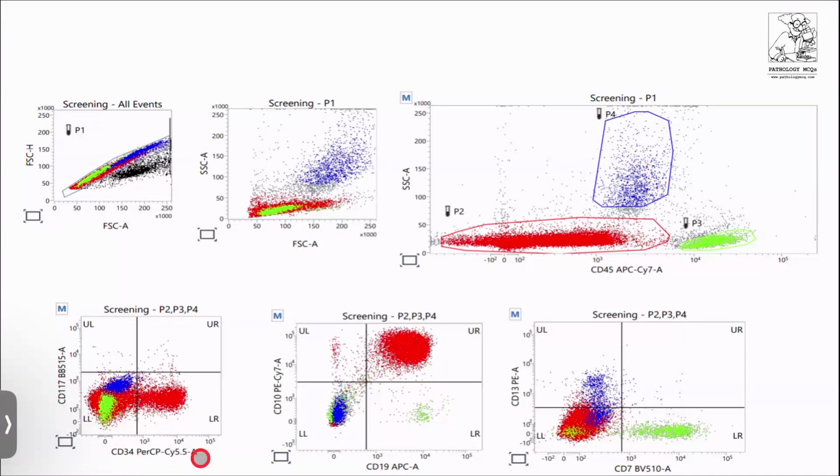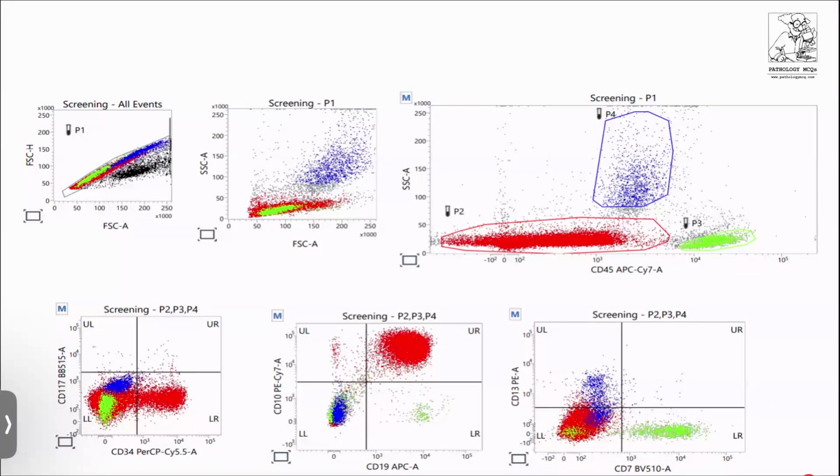So we are seeing the red cells being CD34 positive and CD117 negative, as no cell is showing a CD117 cluster. These scattered events are not taken into account. Then we are seeing these CD34 positive red cells showing co-expression of CD19 and CD10. There is a single cluster being formed which is showing expression of CD19 and CD10. Further, on the CD13 and CD7 plot, these cells are negative for CD13 and CD7.